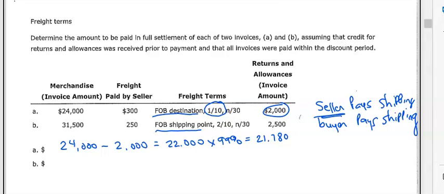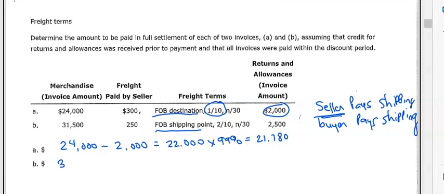Okay, it doesn't matter who initially pays it. What matters is who ultimately pays it. What do the shipping terms tell? And here the seller paid it, and ultimately the seller's going to pay it. So we're not going to add it to the invoice because the buyer is not responsible for that. Let's compare that to letter B.